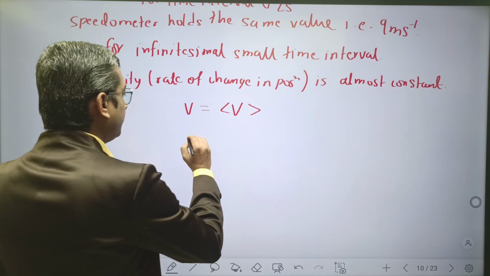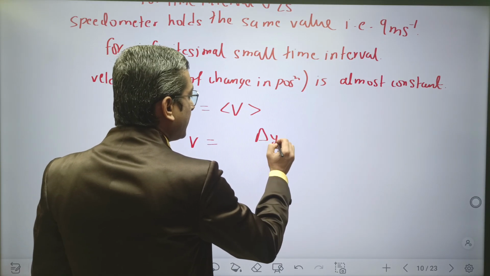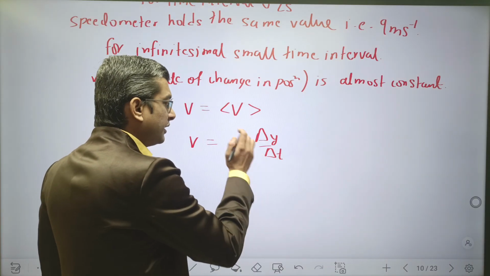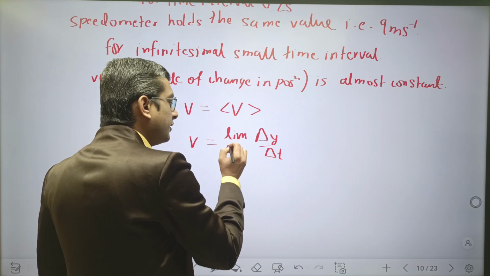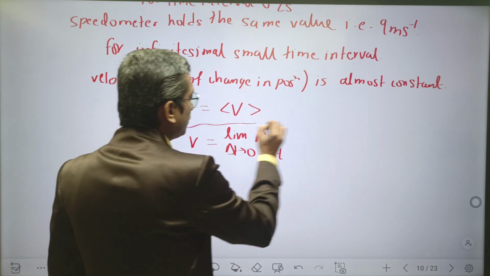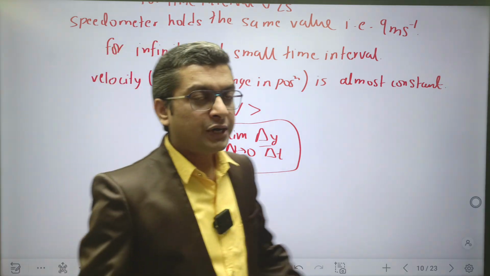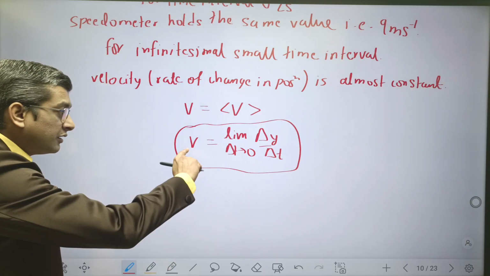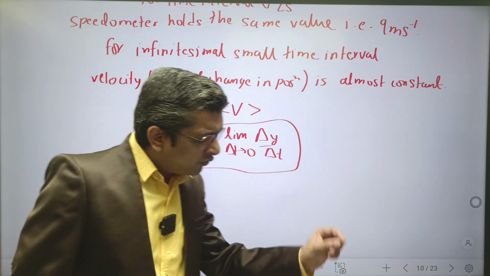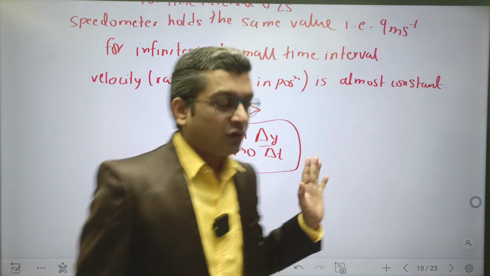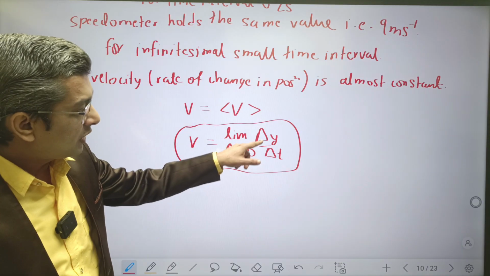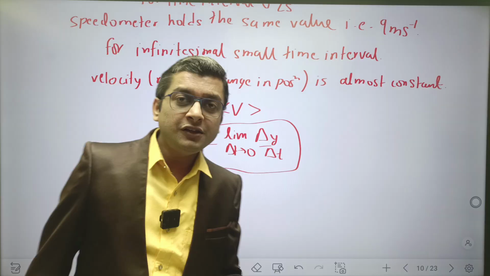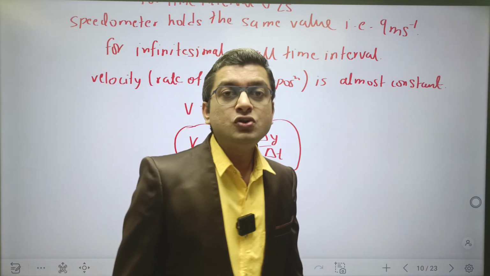And what is average velocity? Delta y by delta t. But here this time interval delta t is very small, because only for that small time interval, 0.2 second, 0.3 second, the speedometer holds the same value, and we can say that instantaneous velocity is equal to average velocity for that small time interval. So here we are writing instantaneous velocity is equal to average rate of change in position, that is average velocity, that is delta y by delta t, but the condition is that delta t must approach 0.